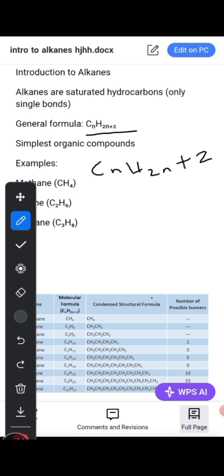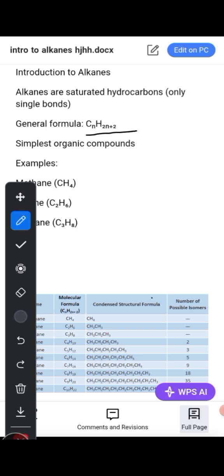So now we can easily substitute n with 1. We say C1H(2 times 1 plus 2). C1 is the same thing as writing only C. So 2 times 1 is 2, plus 2, that's 4. So that's CH4. That is how we got the formula, and that's why methane is CH4.